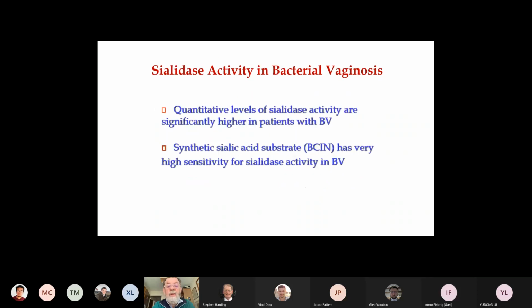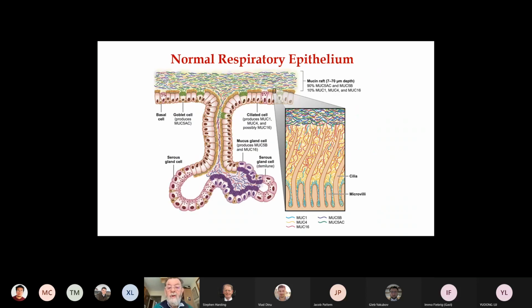So next slide, please. The quantitative levels of sialidase activity are significantly higher in patients with BV. And we found that using the BCIN synthetic substrate was in fact good for screening. But we need to remember that that was the selection and comparison with the physiological substrates, which we did before as well.